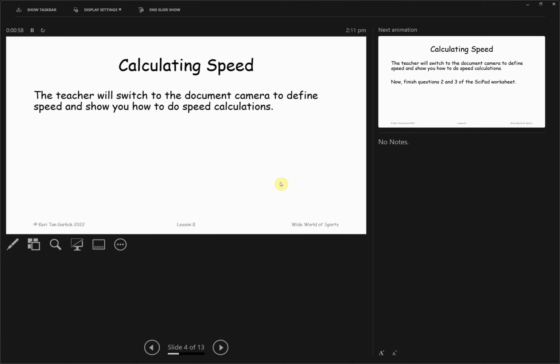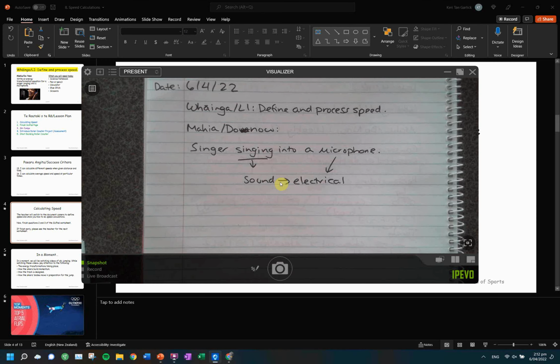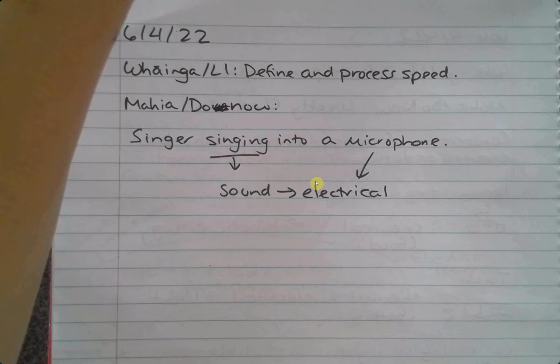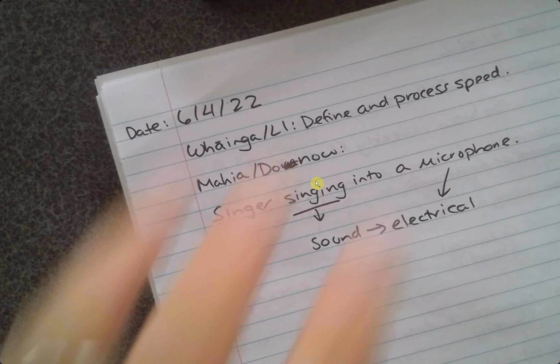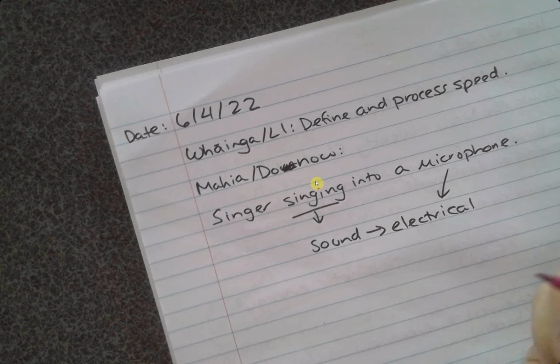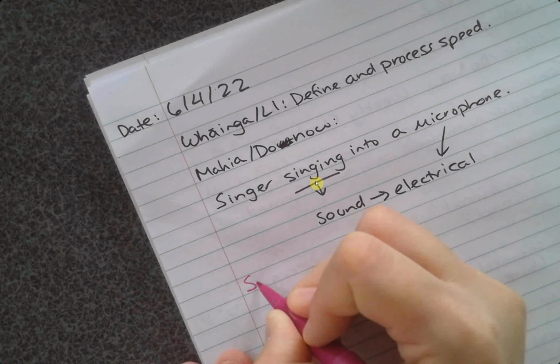All right. So the first thing I need to do is explain what is speed. Probably passed out those worksheets a little bit too early, but that's okay. Just occurred to me that I was going to define. The first thing we need to do is define what speed is. Yeah. So speed is the distance an object travels over a period of time. So let's write that down.